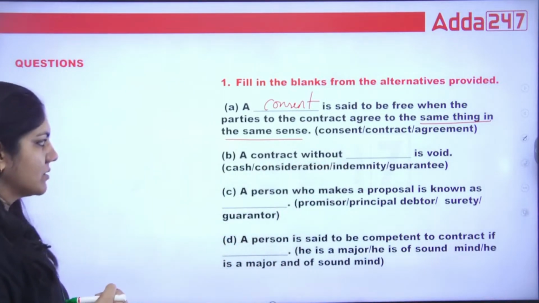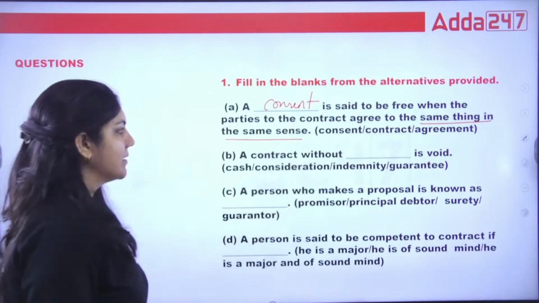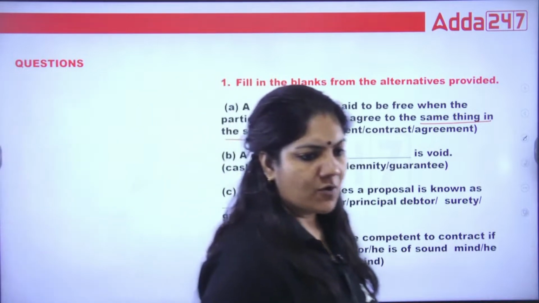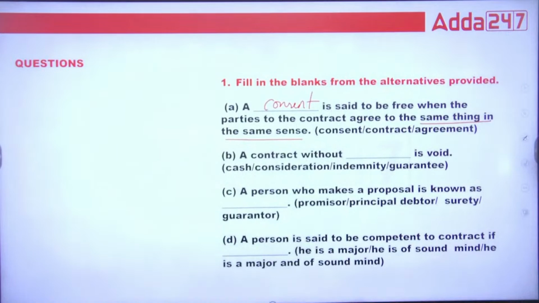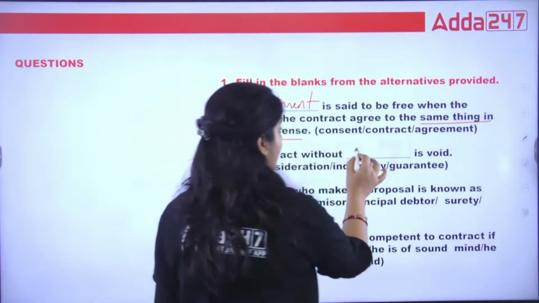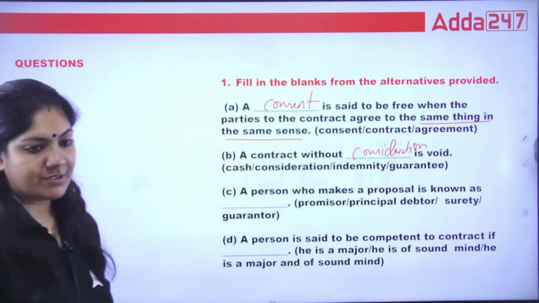That's it. A contract without dash is void. What? A contract without dash is void. Cash, consideration, indemnity, guarantee. A contract without what thing is void? So there are 4 options here. Yes class, what is the right answer? A contract without consideration is totally void. So this is the right answer.